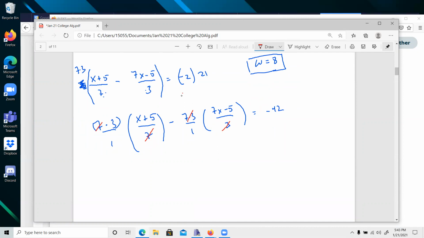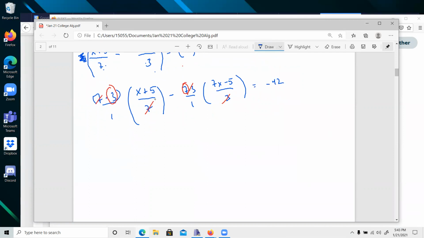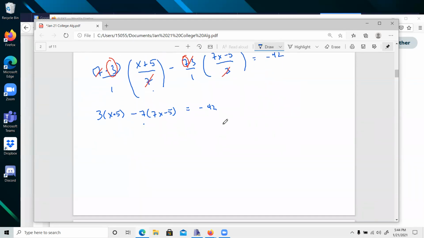Now you're still left with something, so you still have to distribute this. You have to be careful and make sure you're doing this one thing at a time, because it's really easy to lose these pieces. So this is now 3 times (x plus 5) minus 7 times (7x minus 5), and that's equal to -42. The 3's canceled, the 7 remains. Oh, in this one, the 7's canceled, the 3 remained. And now we just have to go through and untangle all of this here.